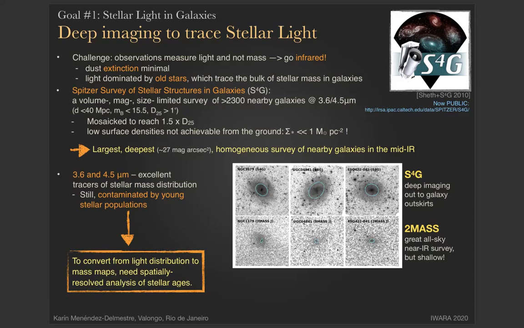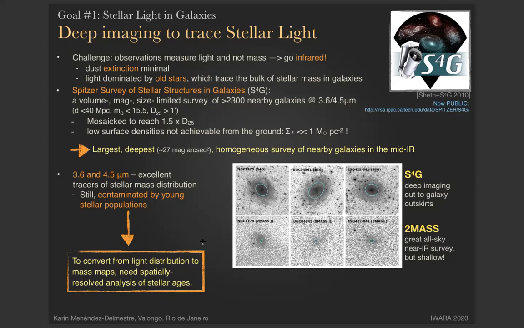So although I'm telling you that 3.6 and 4.5 microns are excellent bands to trace the stellar light, there is still some contamination by young stellar populations. And for that reason, just to be a little bit more detailed, you have excitation of molecules called polycyclic aromatic hydrocarbons, the tiniest pieces of dust, already at the molecular size. They get excited by UV photons from young stellar regions and emit at 3.3 microns, and that can contaminate the 3.6 band.